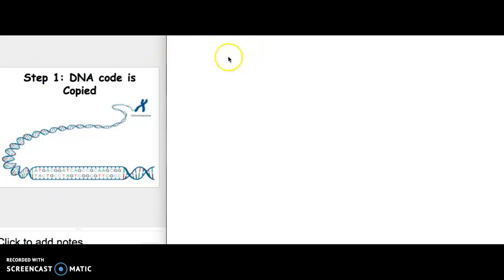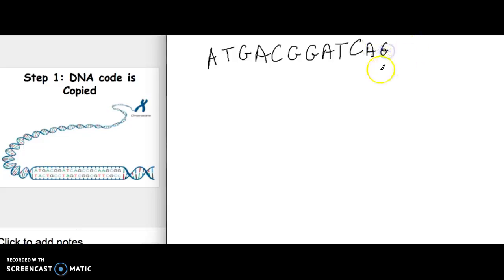To start our process of protein synthesis, we're going to look back at our DNA. So step one. Step one is that we have our codes. So we're going to use the codes that are here. The codes are A, T, G, A, C, G, G, A, T, C, A, G. Let's just use this sample. So this is our strand one.